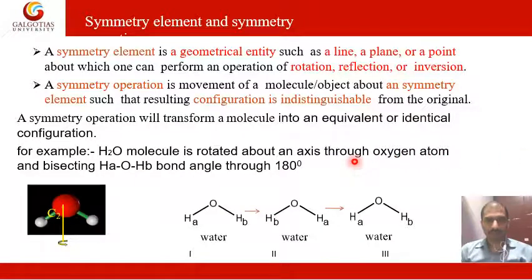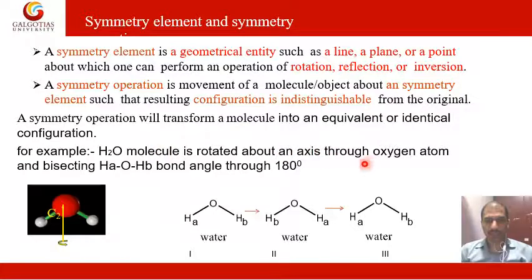So here we can go with symmetry. It is a geometrical entity, such as a line, plane or point, about which one can perform an operation of rotation, reflection or inversion. A symmetry operation is the movement of a molecule or object about a symmetry element such that the resulting configuration is indistinguishable from the original one. It can be shown by taking the example of a water molecule.